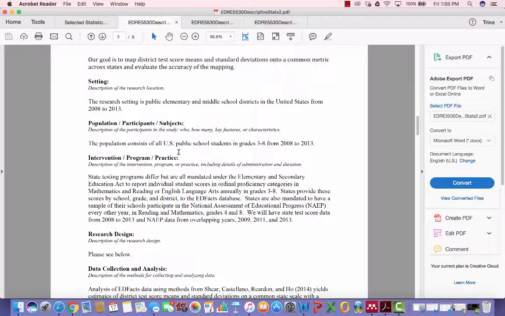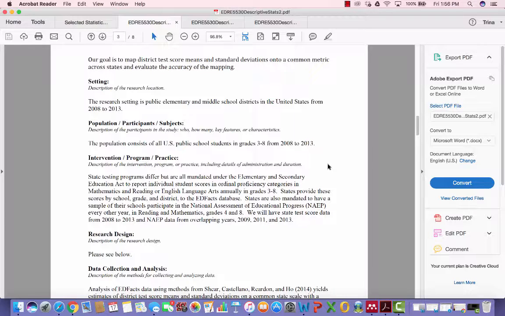public school students in grades 3 through 8 from 2008 to 2013. So in this case, this is one example where the researchers actually studied something that resembles a population much more than a sample. Typically in a study that you might do, unless you have access to this kind of data, you study a sample or a portion of the population.